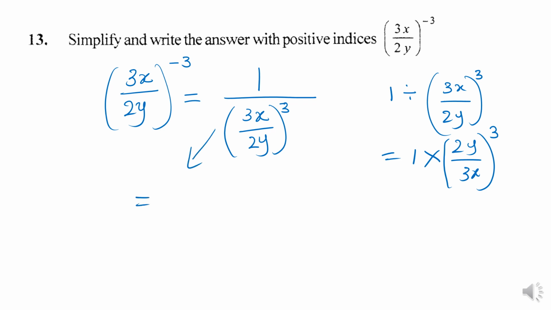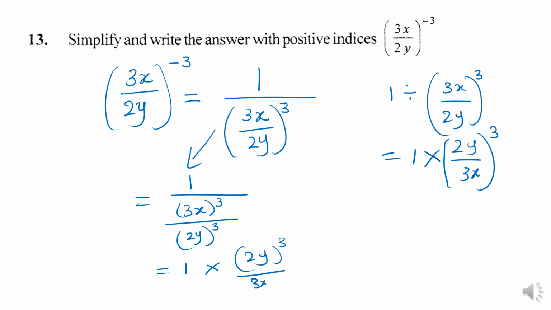In this case I will take it here: 1 over 3x over 2y, all to the power 3. Now you have to take this 3 to this one, and also 2y, this one to this one, right? And then you have to do this reciprocal thing, right? It's something like this: 1 into 2y to the power 3 over 3x to the power 3. And then nothing happens when you multiply by 1. Then you can do it this way: 2y over 3x to the power 3, something like this.